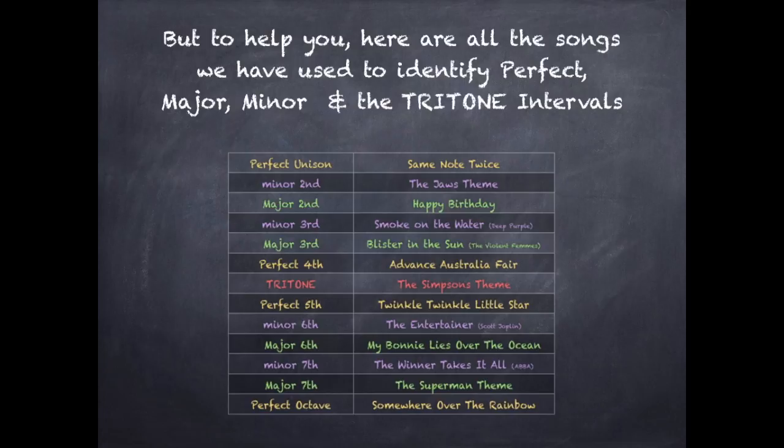For the perfect fifth interval, it was Twinkle Twinkle Little Star. For the minor sixth interval, it was The Entertainer by Scott Joplin. For the major sixth interval, it was My Bonnie Lies Over the Ocean. For the minor seventh interval, The Winner Takes It All by ABBA. For the major seventh interval, the Superman theme. And for the perfect octave, it was Somewhere Over the Rainbow.